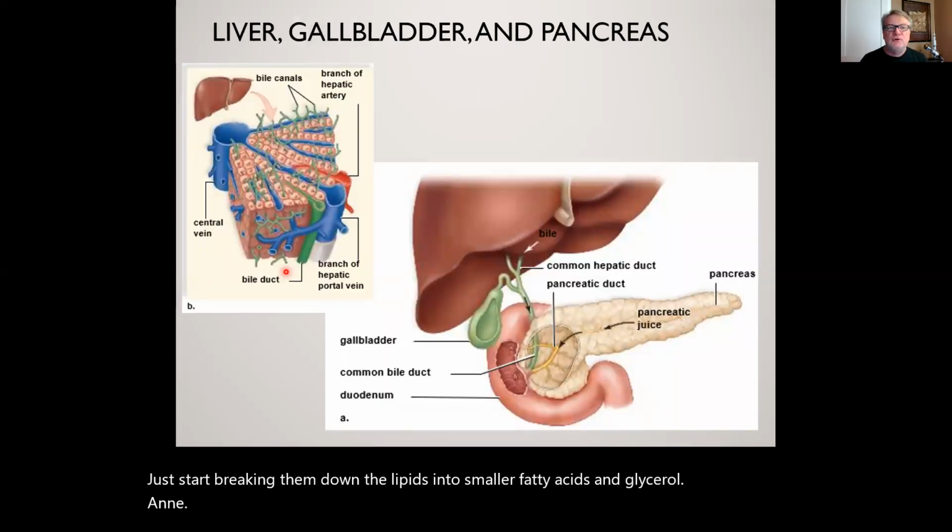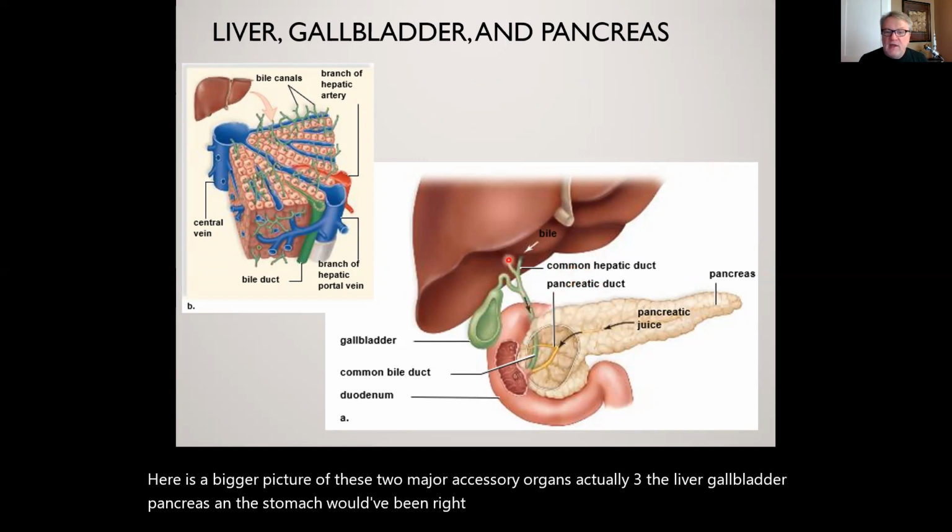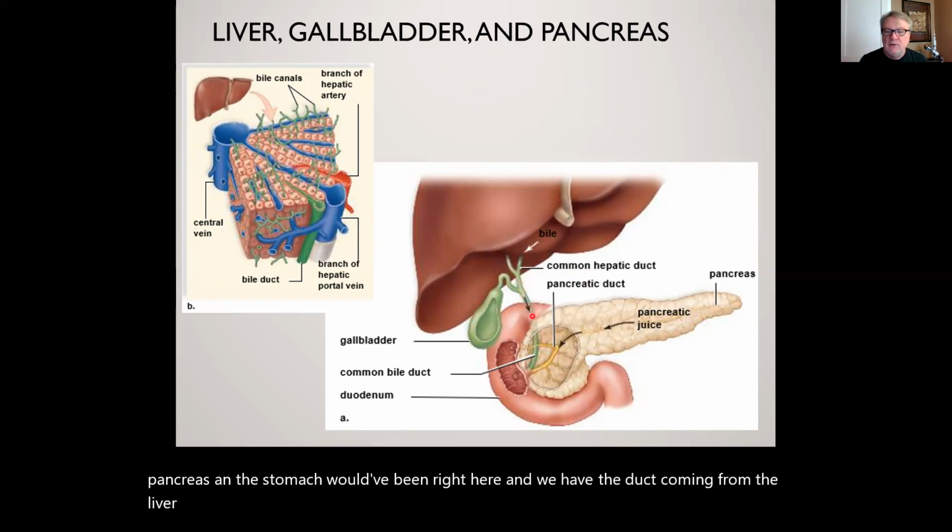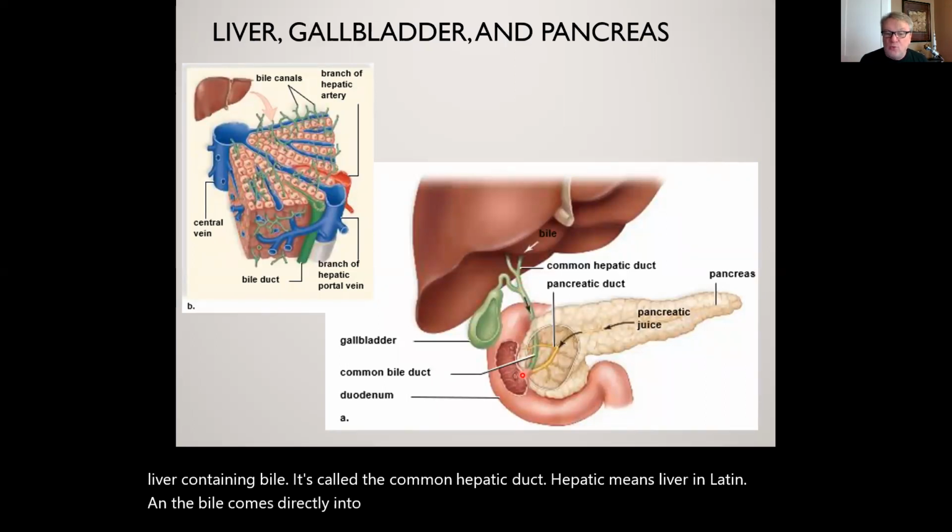And here is a bigger picture of these two major accessory organs, actually three: the liver, the gallbladder, and the pancreas. And the stomach would have been right here, and we have the duct coming from the liver containing bile. It's called the common hepatic duct. Hepatic means liver in Latin. And the bile comes directly into the duodenum, right where the stomach is releasing the chyme into the small intestine.